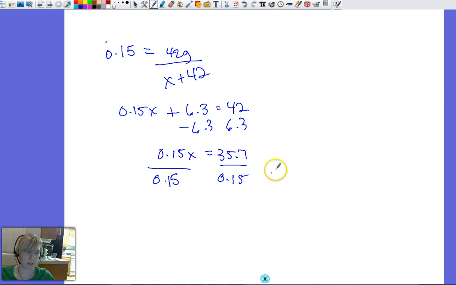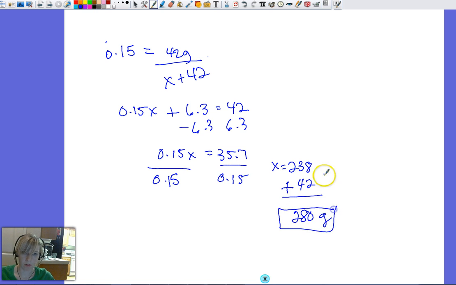And that gives us 238. So x equals 238. Now it says this is the mass of the solution. So we would have to add, because this is just the solvent, the 42 grams to get the solution. So it'd be 280 grams total. So you need to have both of those.